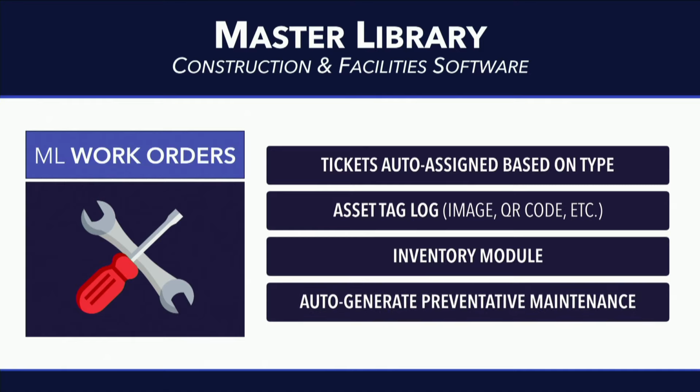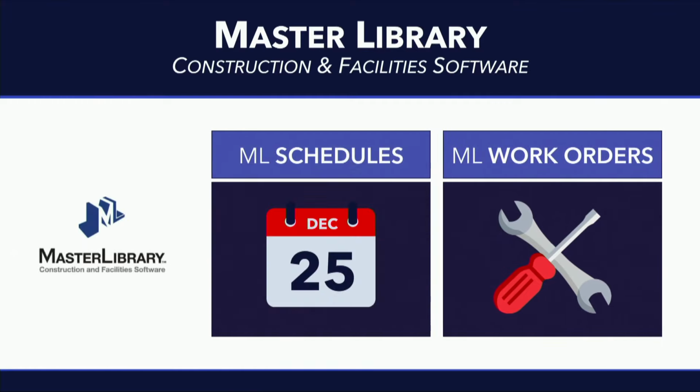ML Work Orders can also log inventory asset tags and catalog physical hardware with an image, a QR code, or a variety of other tagging methods. And finally, this tool also has functionality that allows you to automatically generate work orders for preventative maintenance. So if you have a system that needs a software update every couple of months, you can program that into the system so a ticket can remind you and send you an email to the appropriate staff member automatically. So that's a look at our new service offerings, ML Schedules and ML Work Orders for Master Library.